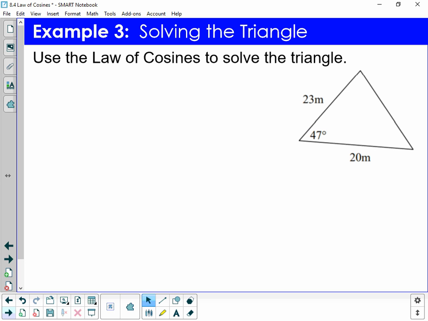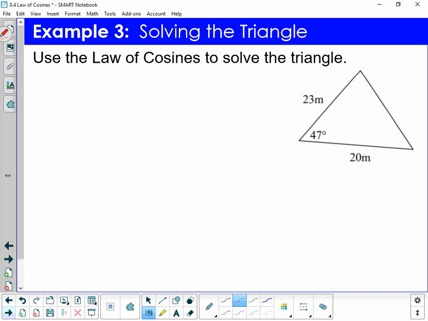So we're going to go through two triangles now, solving the triangles. This triangle right here has two sides given to us. One is 23 and one is length 20, and we have the angle in between them is 47.